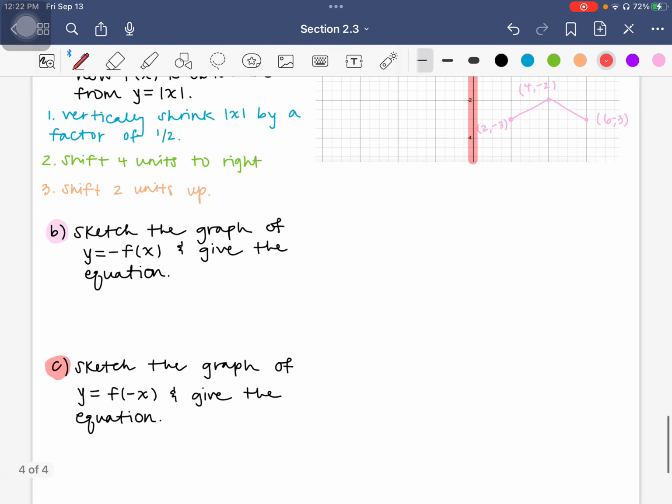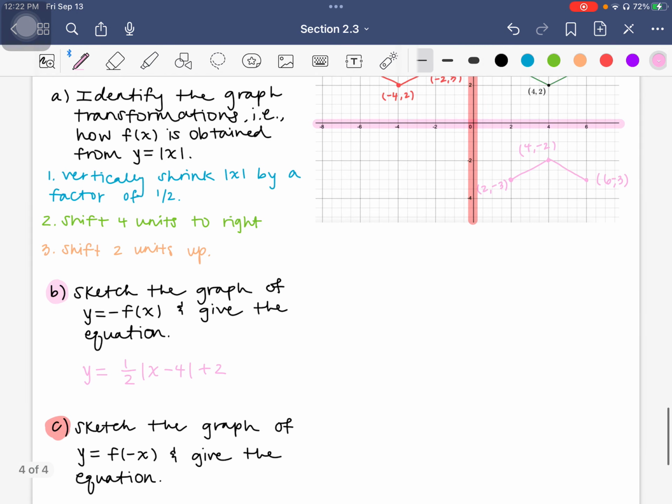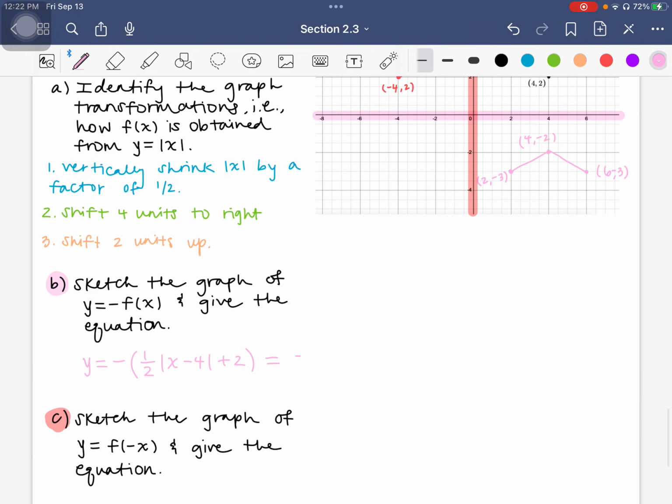And then we also want to give the equation of these guys. For this one, we'll just take our original equation and take the opposite of that. Our original equation was 1/2 absolute value of x minus 4, plus 2. And so we're going to take the opposite of this. This will become minus 1/2 times absolute value of x minus 4, and then minus 2.